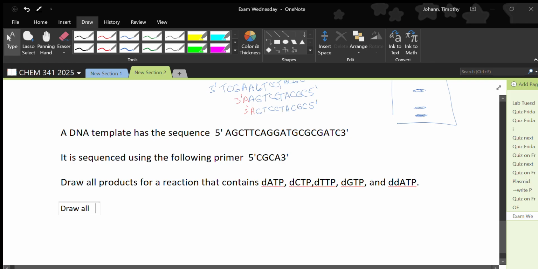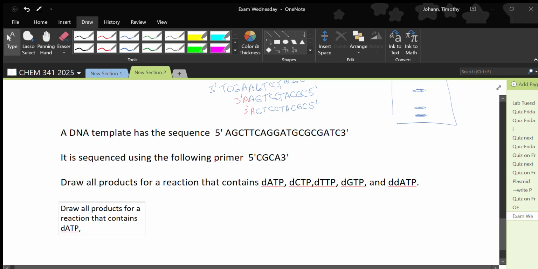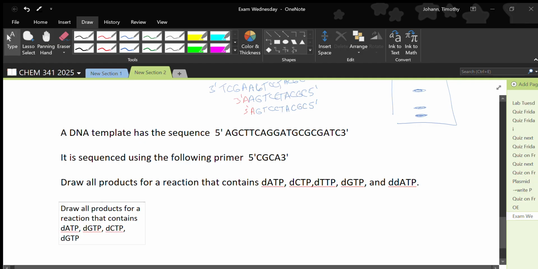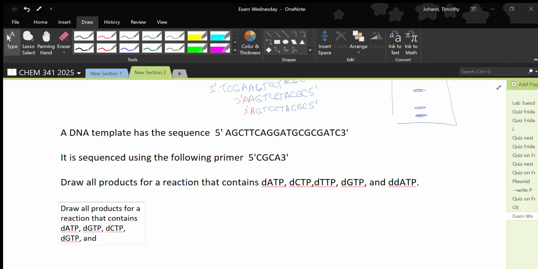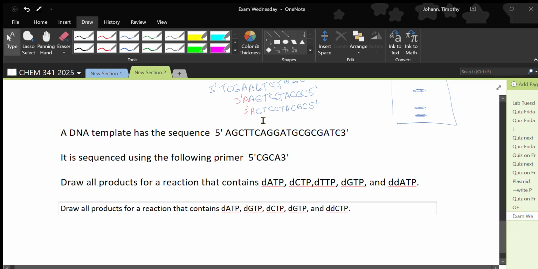Draw all products for a reaction that contains deoxy ATP, deoxy GTP, deoxy CTP, deoxy GTP, and let's see, dideoxy CTP. Okay, we've got the same primer.